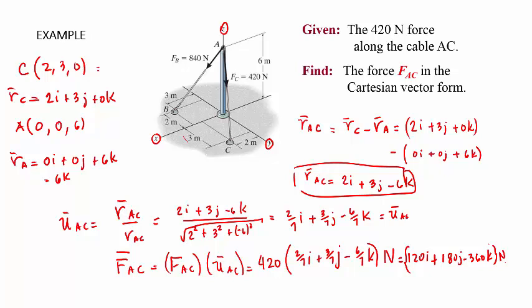So remember, whenever you don't have the vector but you have the magnitude, you look for a vector in the same direction of the force, find the unit vector, and then multiply the unit vector times the magnitude to get that force vector. Okay?